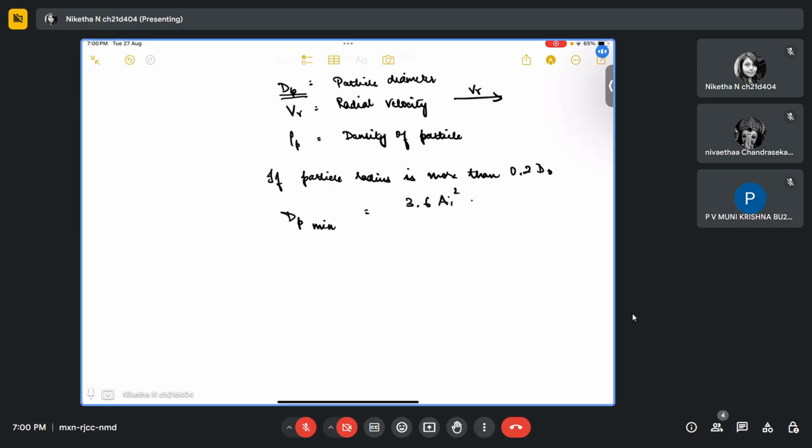Ai square d0 into rho g into mu g divided by pi h. So this will be under a square root. So here dp minimum is the minimum diameter of particles that can be removed.